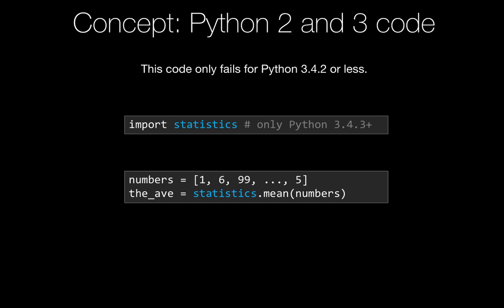But the idea is there's some module or some feature in a later version of Python that wasn't supported in a prior one. So this is not even about Python 2 versus Python 3. This is like Python 3.4 versus previous versions. Okay, so the statistics module is imported in Python 3.4.3. If we run this code on anything earlier than that, it's going to fail. It's going to say there is no module statistics, right?